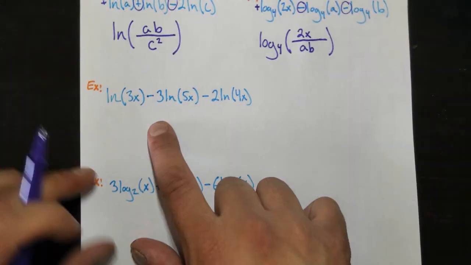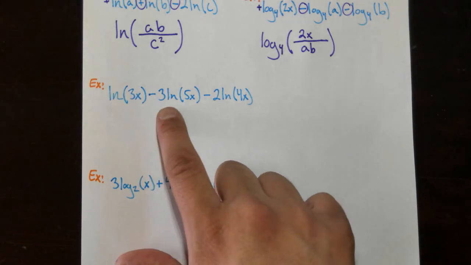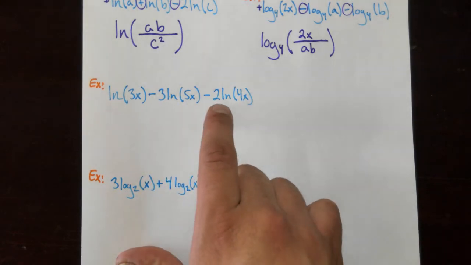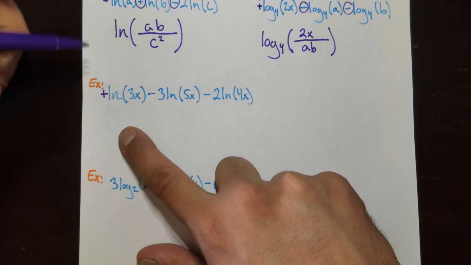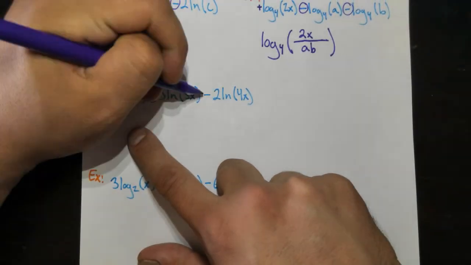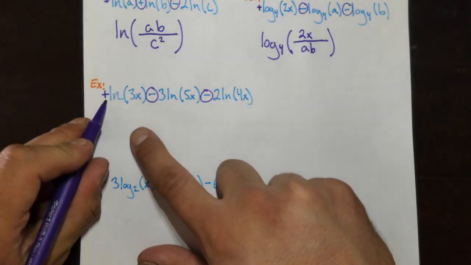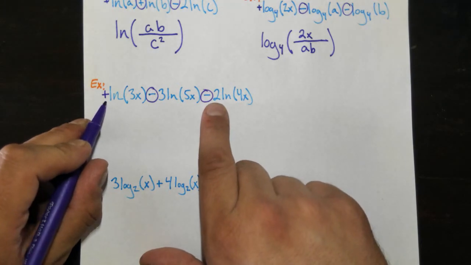Let's take a look at this next one. So these are natural logs. We have natural log of 3x minus 3 natural log of 5x minus 2 natural log of 4x. So again, let's identify what's going to be on top, what's going to be on bottom. We have 2 that are going to be on bottom, 1 that's going to be on top, and it looks like here we're going to have to use the power rule for the bottom one.